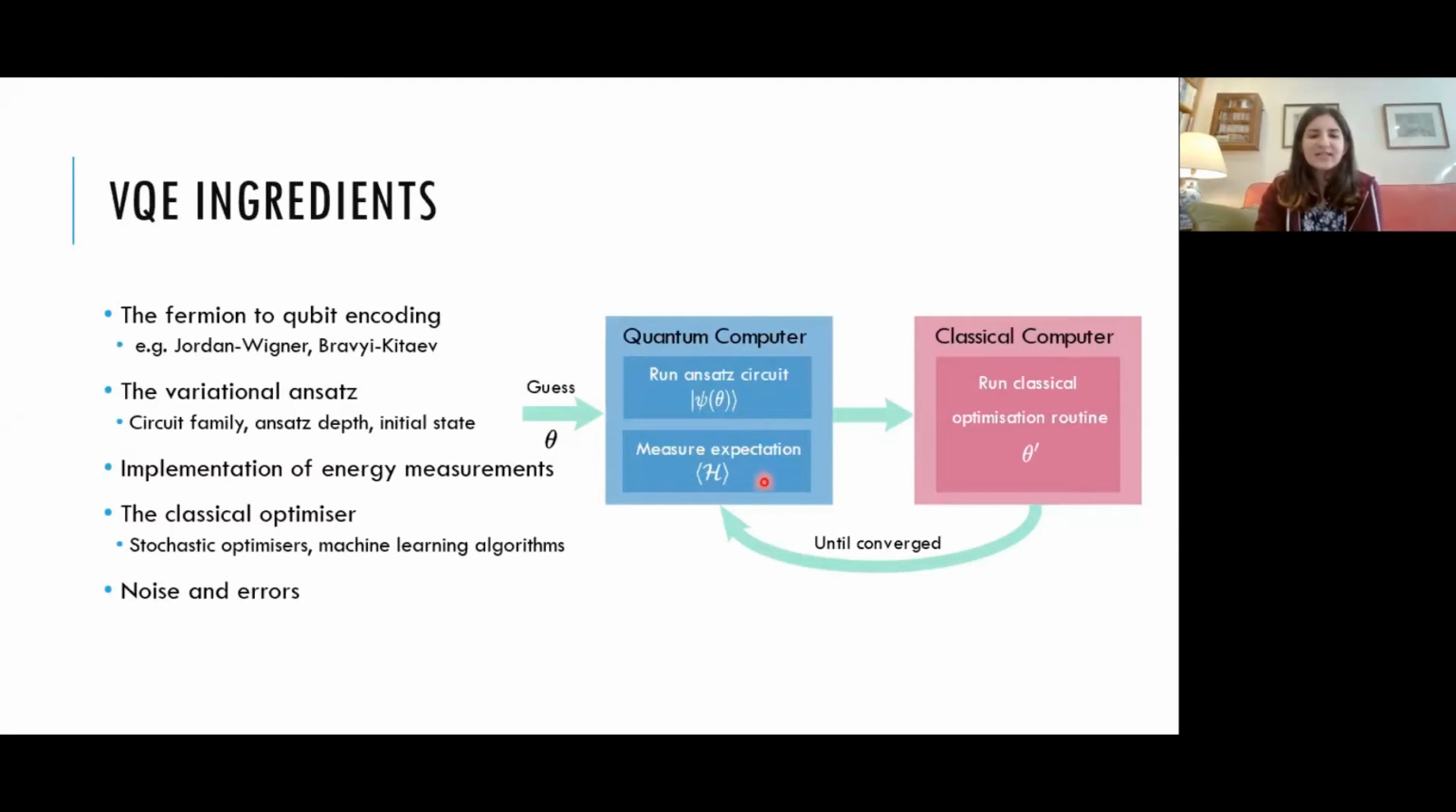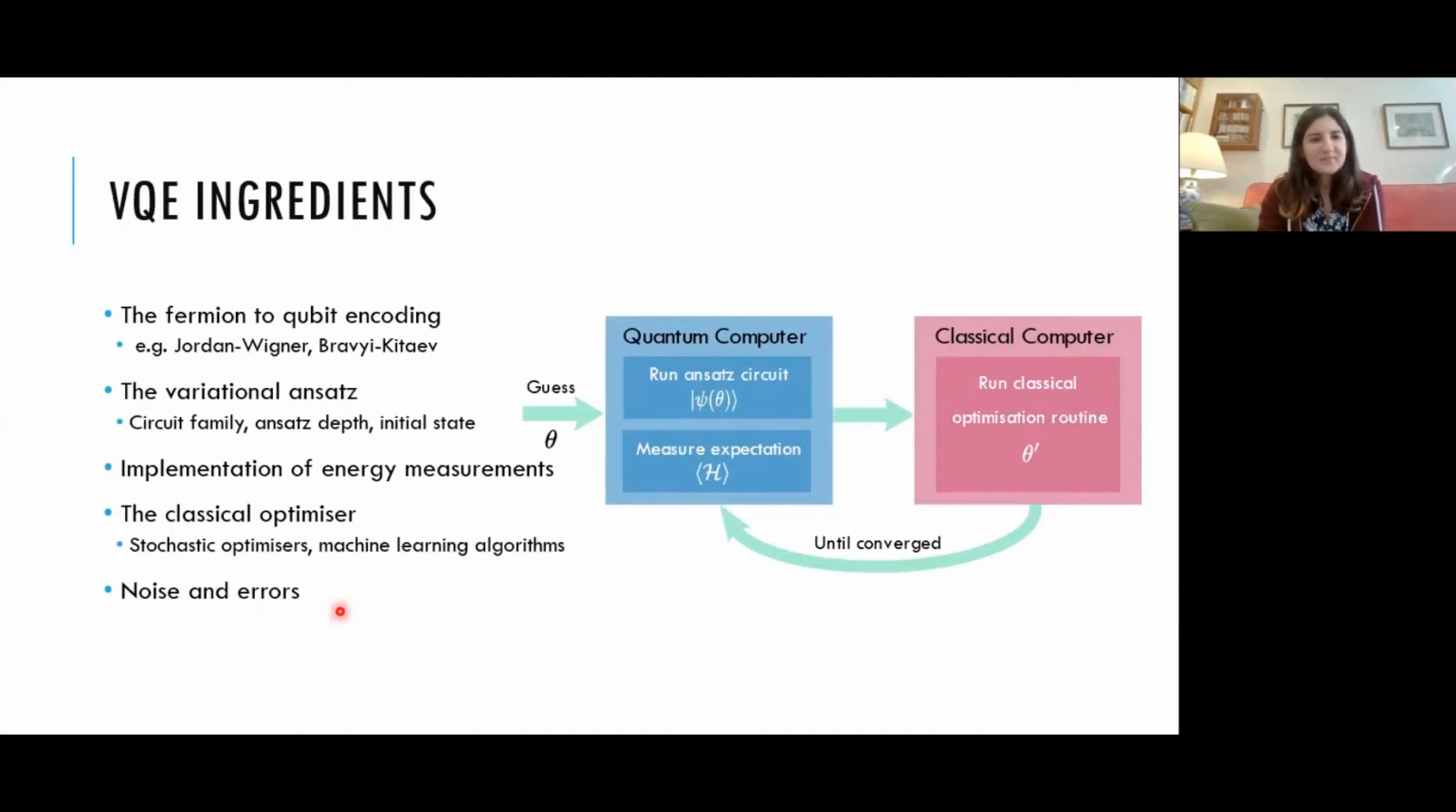Next is how we actually implement the energy measurements. And finally, the classical optimizer. This is a stochastic optimization problem because you won't get the exact expectation out of the quantum computer, so it's really important we pick an optimizer that's robust to statistical noise. And at the end, we need to do some kind of error detection techniques. This isn't always necessary, but I'll discuss this later.